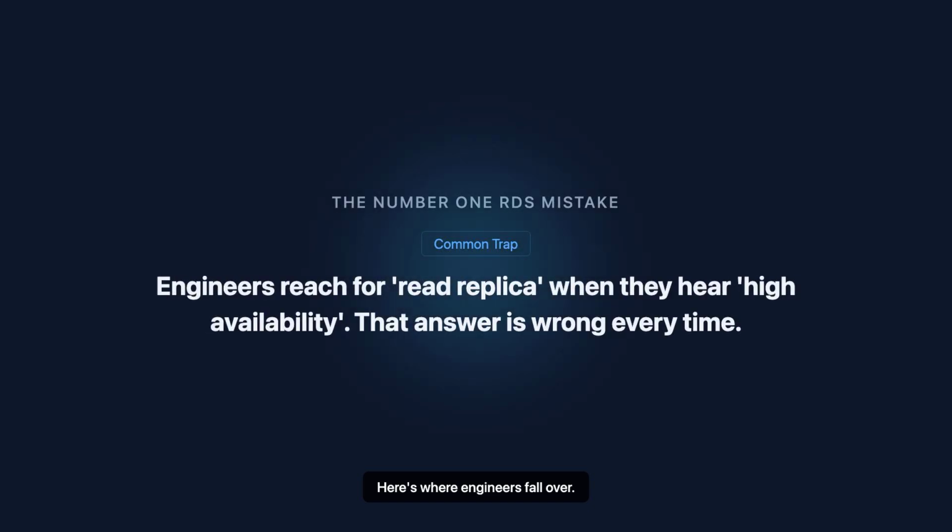Here's where engineers fall over. They hear high availability, they think second copy, they pick read replica. That answer misses the mark. Multi-AZ is the right call when automatic failover is the requirement. When you hear high availability or automatic failover, the answer is multi-AZ.